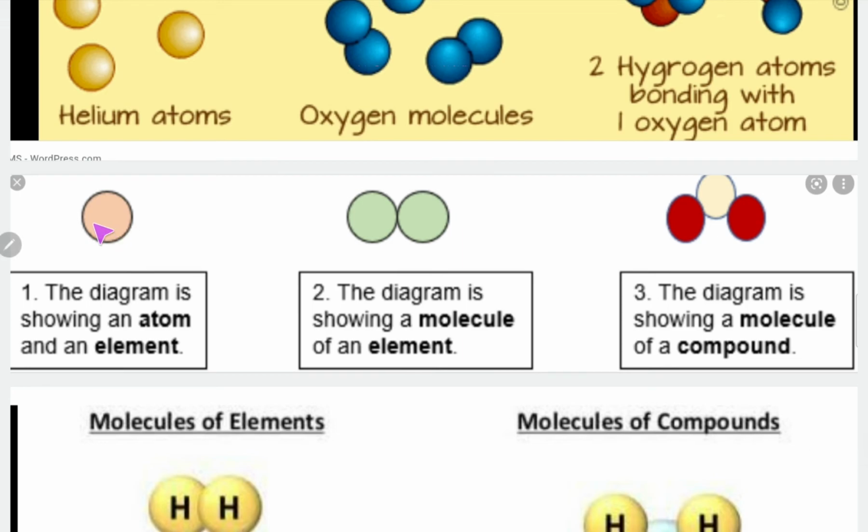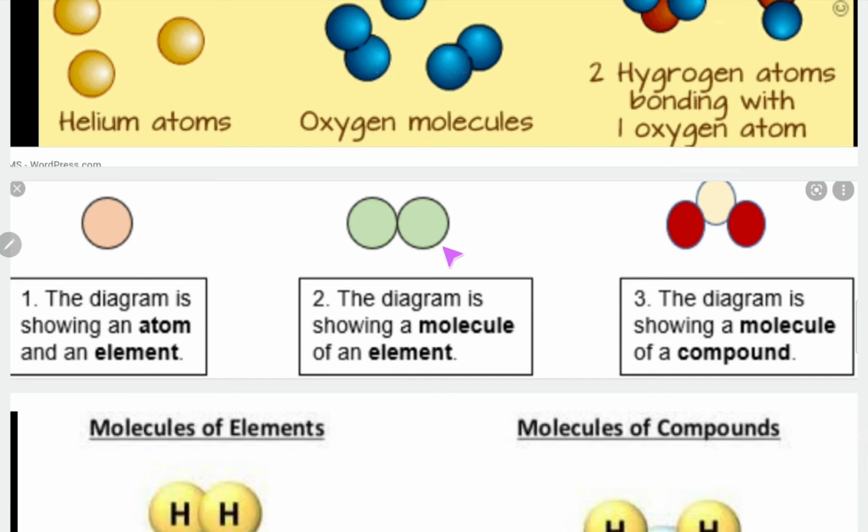Here we have a diagram with a single color, so it is just an atom of an element. The diagram is showing an atom, and it is also an element. Here we have two atoms of the same color, indicating the same atom. So this is a molecule of an element. Here we can see two different colors. So this is a compound because it has two different atoms, and because it is a group of atoms, it is a molecule.